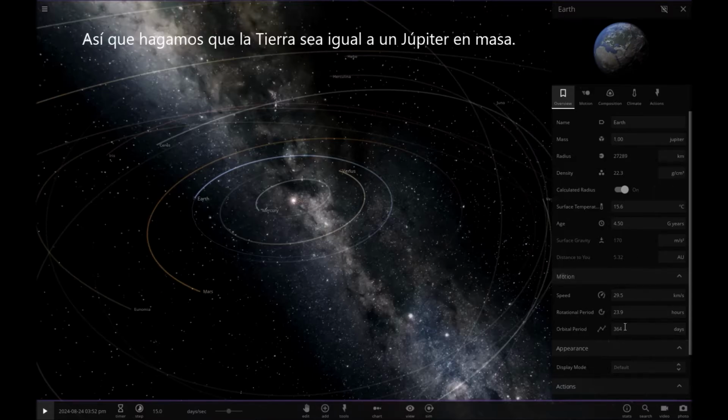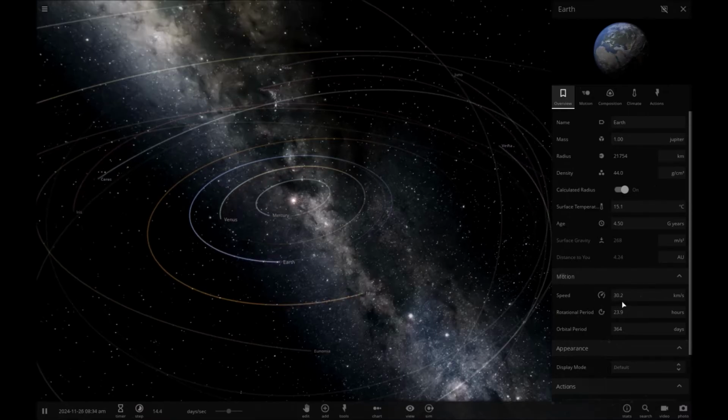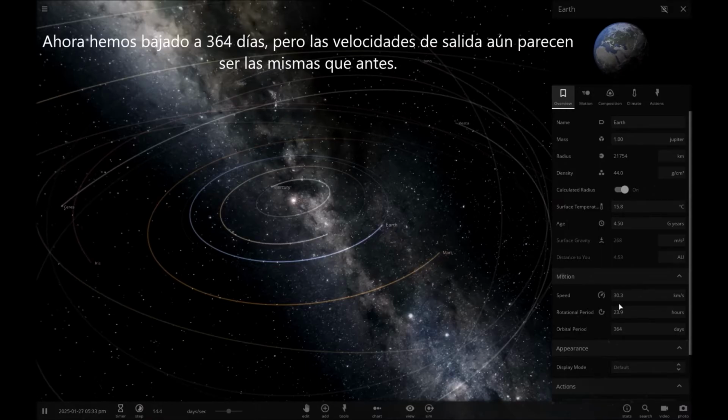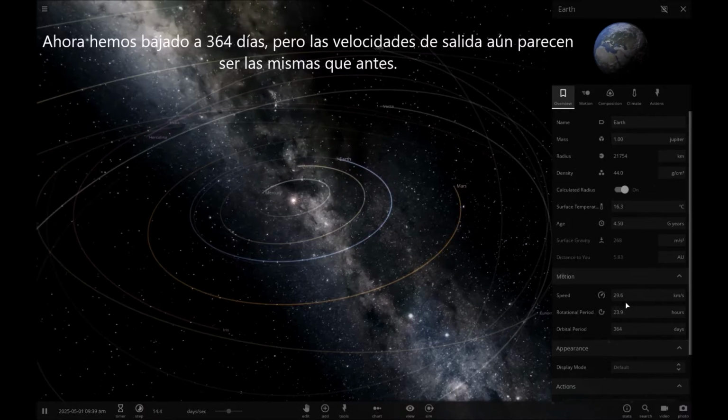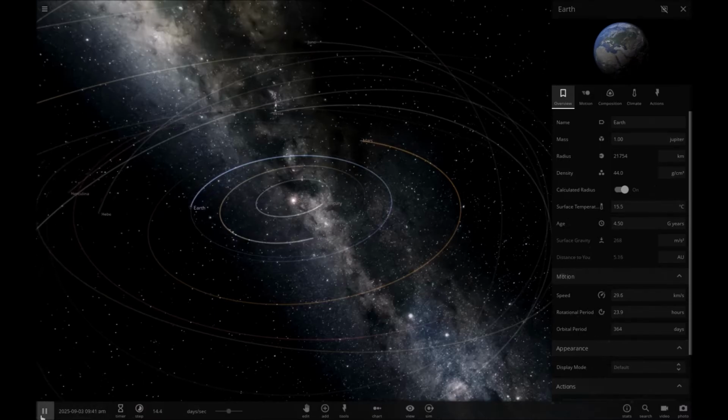Oh, look at that. We lost a day. We're now down to 364. What happens to our speeds? We're at 30.1. Remember, the highest we got was 30.3, and we're still sitting at 30.3. The lowest we had was 29.3, and we're still looking at that. So, wonder what's going on here.